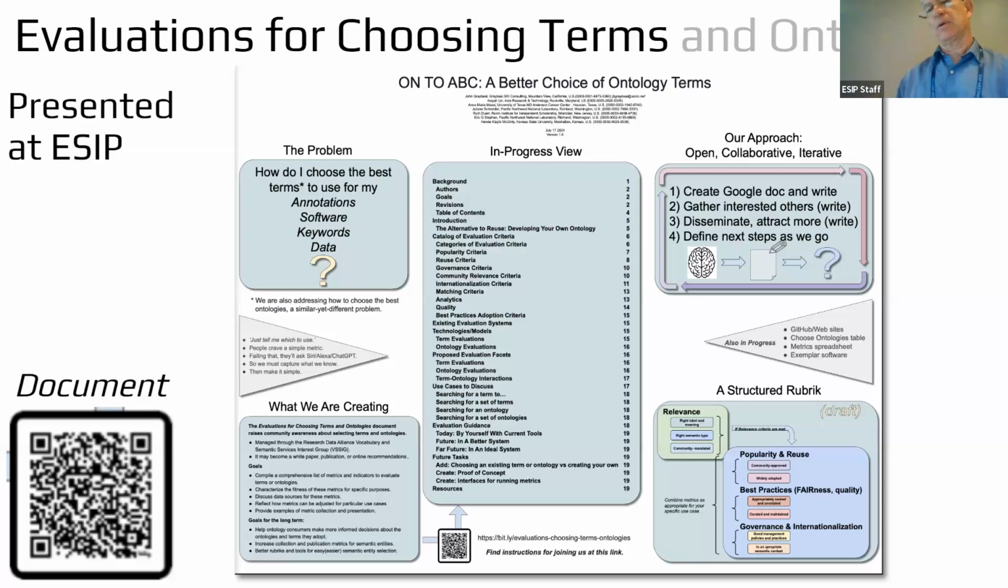And there the criteria are divided up into how popular and used is the term or ontology, how well is it following best practices, and what kind of governance and internationalization processes are represented in the ontology or term. And so those are the major categories. It's divided into subcategories.